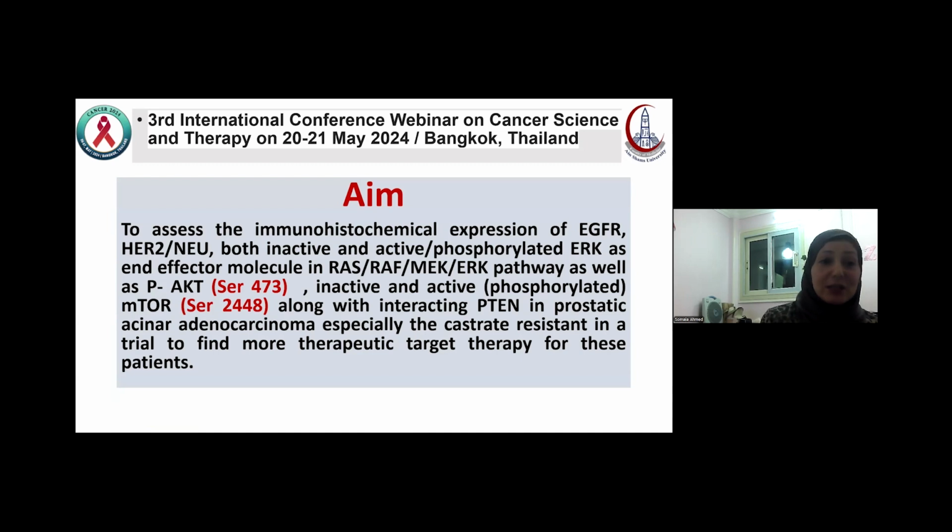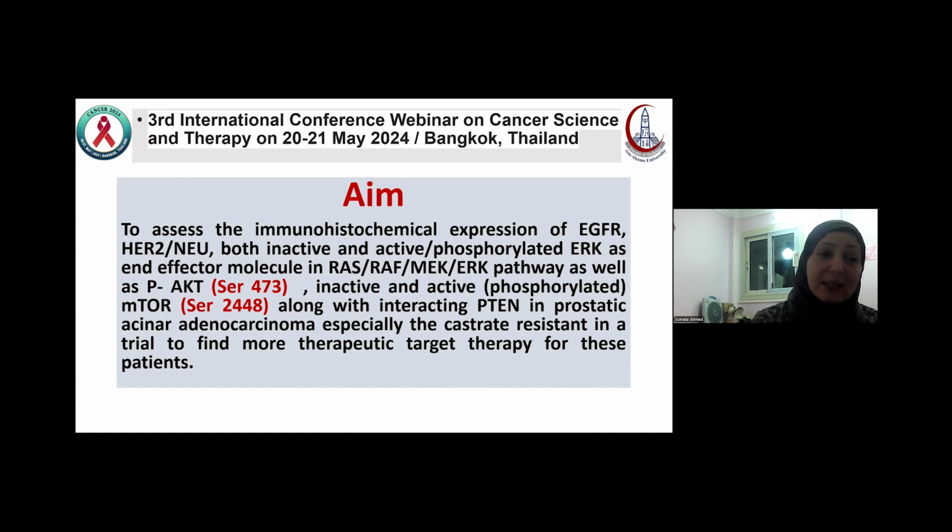What is the aim of this research? We want to see the immunohistochemical expression of EGFR, epidermal growth factor receptor, and HER2-NEU, which is called epidermal growth factor receptor 2. These are our proliferation markers, because an oncogene, once stimulated, can stimulate cell proliferation, and the signal transduction proteins can be activated through the RAS, RAF, MEK, ERK pathway. So we study one molecule, which is the end effector of this pathway, which is ERK, and whether it is activated, phosphorylated, or inactivated. And we study the second pathway, the AKT-mTOR pathway.